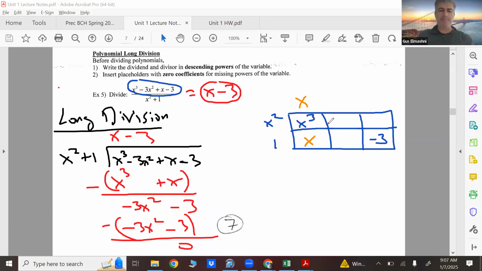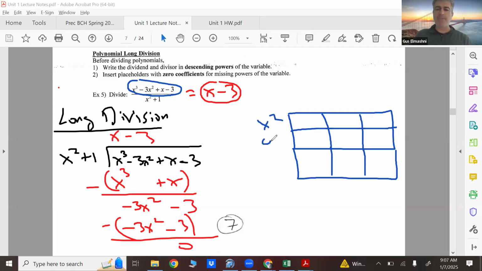Oh crap, I messed up. Sorry, guys. I'm supposed to do another row. My apologies, I just realized my error. I have to put a placeholder for x squared. I forgot to do that. Okay, redo. You have to put a placeholder for the x. I should have actually done that over here as well. I didn't, but it's okay. But you have to put a placeholder.